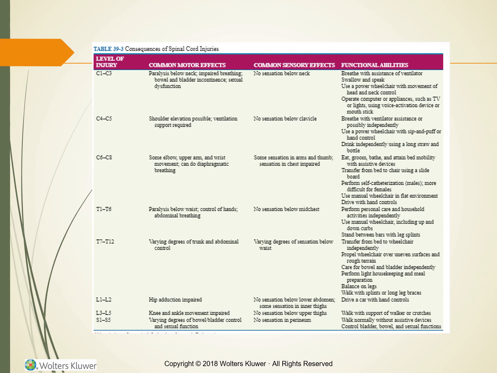In S1 to S5, they have varying degrees of bowel and bladder control and sexual function, and this means they have no sensation in the perineum. So they can walk normally without assistive devices, and they can also control their bladder, bowel, and sexual functions.